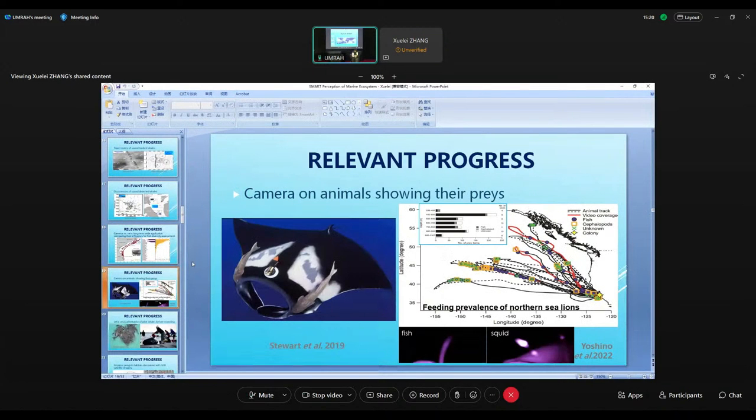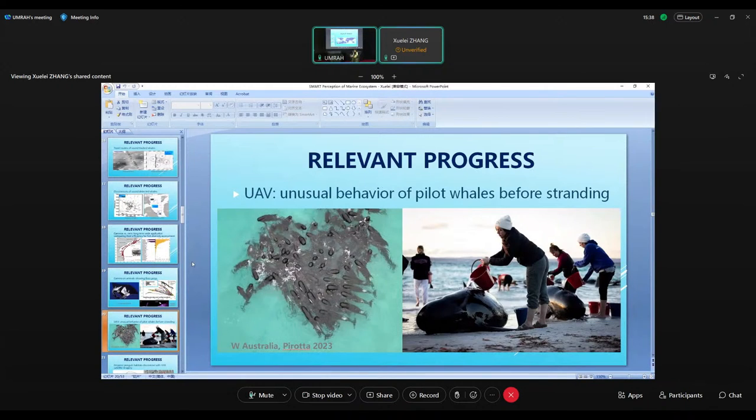And now we have more platforms for observation, such as ROV, AUV, USV, glider, Argo. And scientists are using USV and sailboat to assist the krill searching in the Antarctic Ocean.